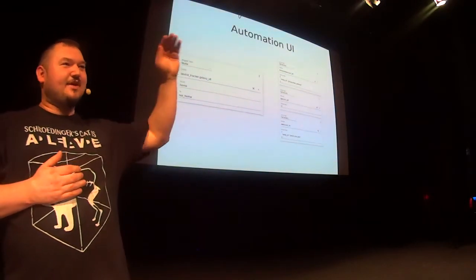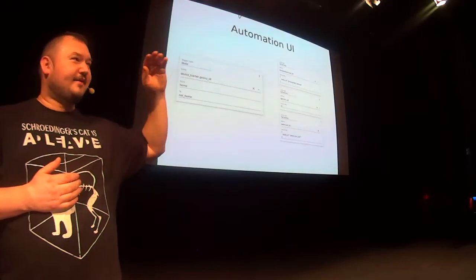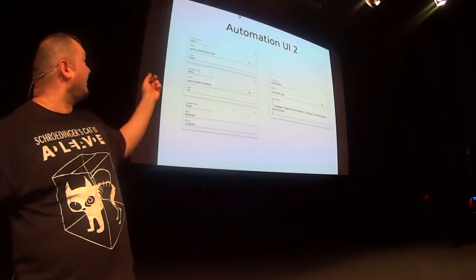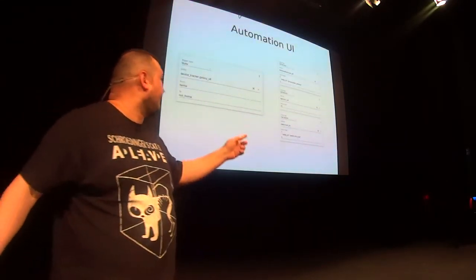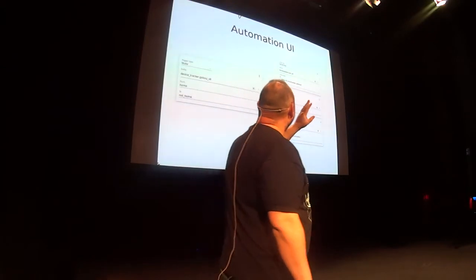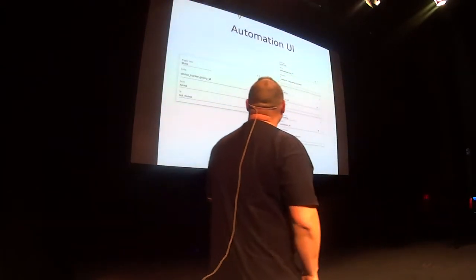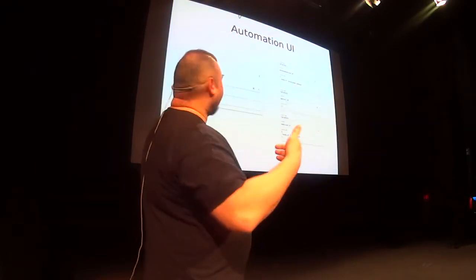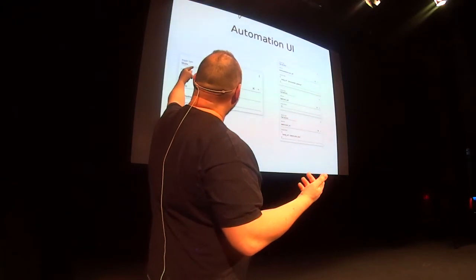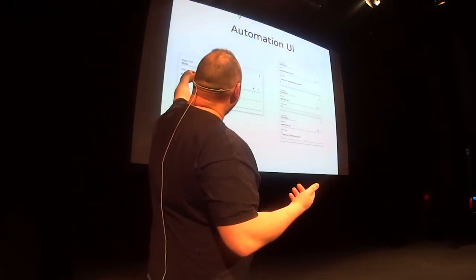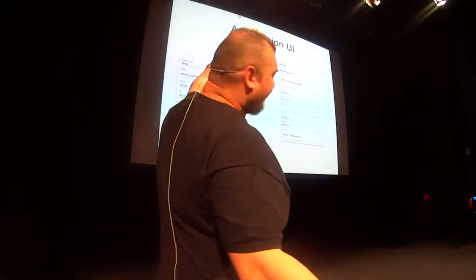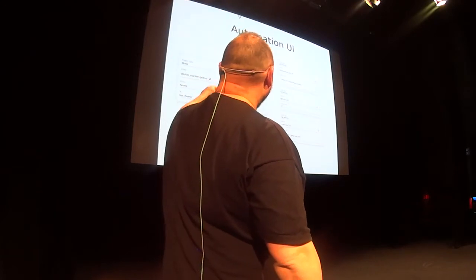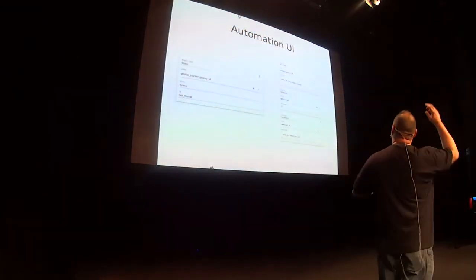There are three steps to it: a trigger, then a condition, and then an action. So let's look at the trigger and the action. This is a screenshot from my automation when Jeena is coming home. The trigger is the state of the entity device tracker Galaxy S8, which is my phone, changing from home to not home. If that happens, then I do those three actions.